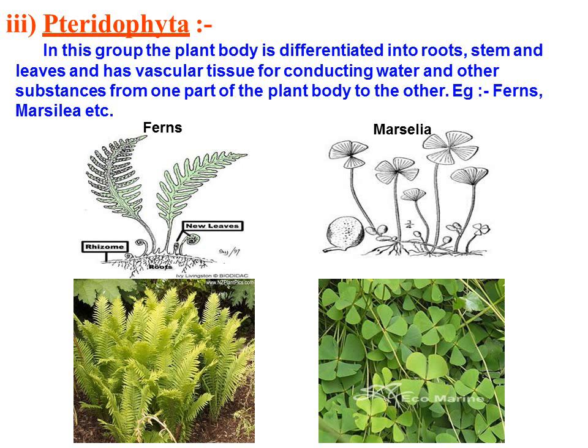So we are talking about pteridophyta. They are of lower groups. Examples we have are ferns and Marsilea. Ferns.